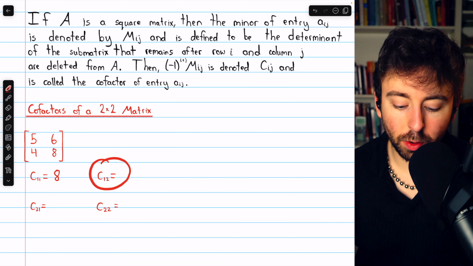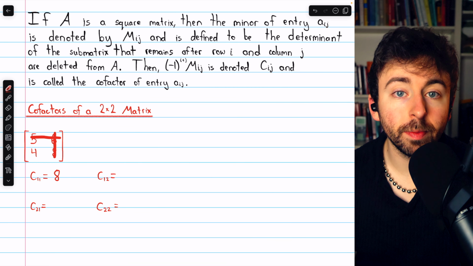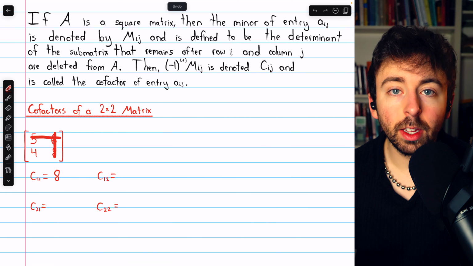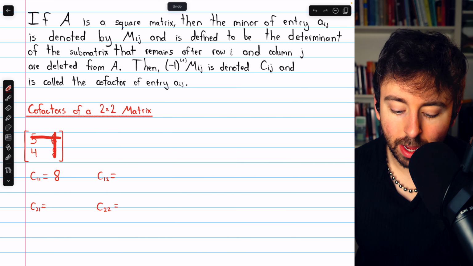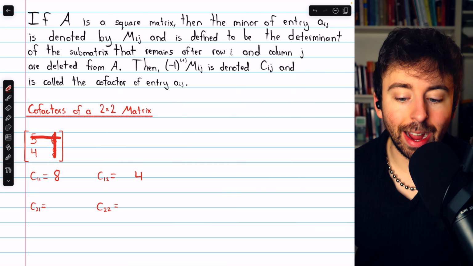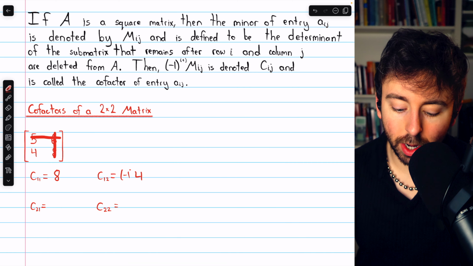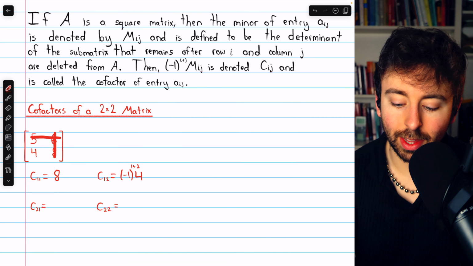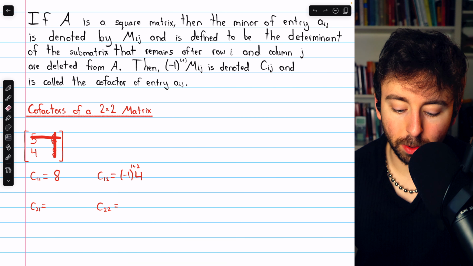What if we did the cofactor for row 1, column 2? Then again, we eliminate the row, we eliminate the column. This is the cofactor of that entry 6. Then we take the determinant of the remaining submatrix, which in this case is just a single entry, 4. That is the minor, but to get the cofactor, we multiply by -1 to the power of the row number plus the column number, 1 plus 2. That's (-1)^(i+j). Since the row and column numbers have an odd sum, 3, the -1 stays, and so we'll just have -4.